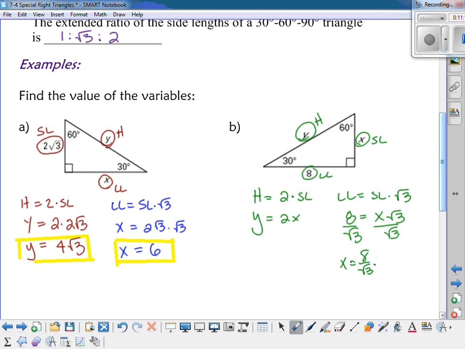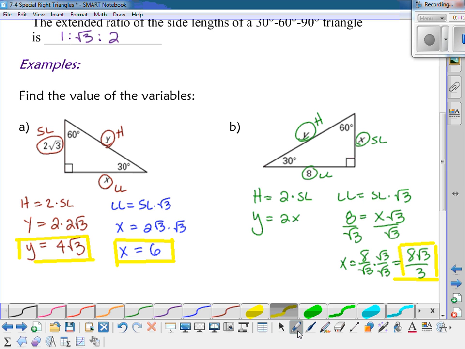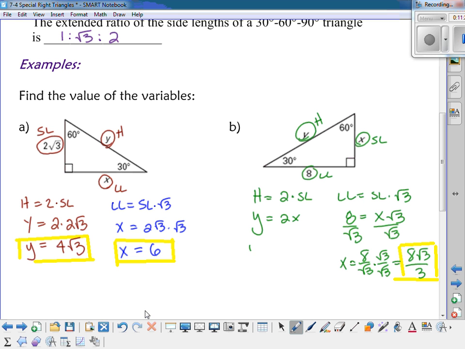I need to multiply that by root 3 over root 3 to rationalize the denominator. And so I get 8 root 3 over 3. So that's the value for x, 8 root 3 over 3. All right, now I can go back and finish finding y, because it equals 2 times 8 root 3 over 3. And so y will equal 16 root 3 over 3.